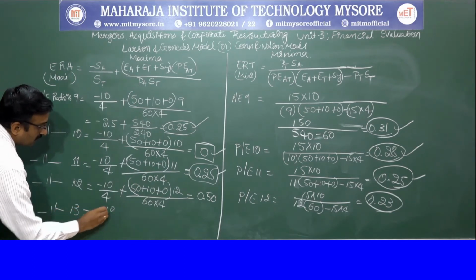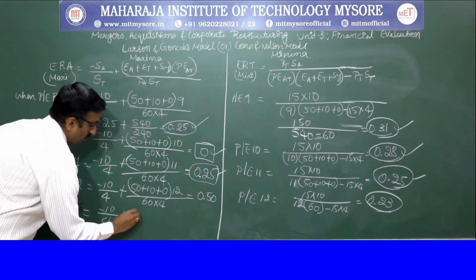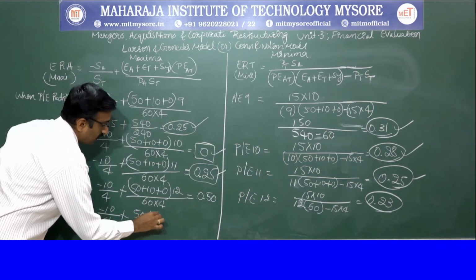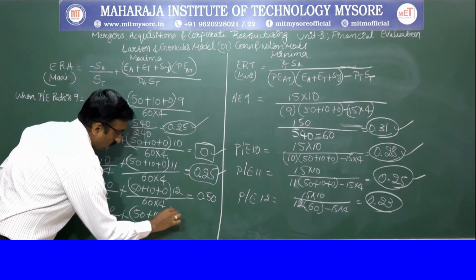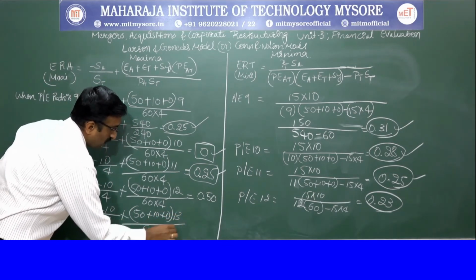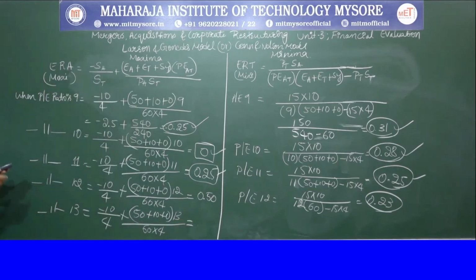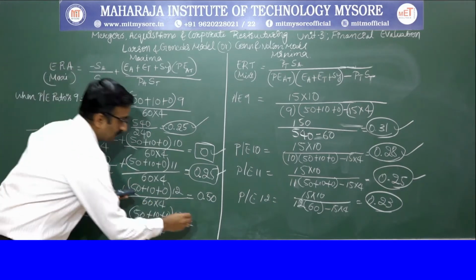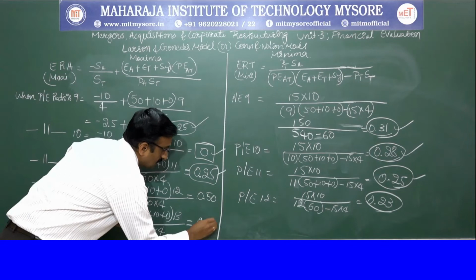If you do minus 10 by 4 plus 50 plus 10 plus 0 into 13 divided by 60 into 4, calculate how much you will get. You will get 0.75.